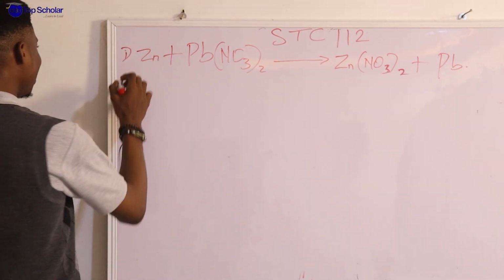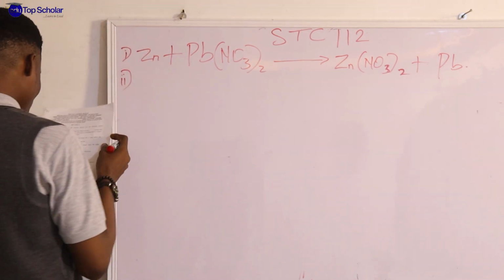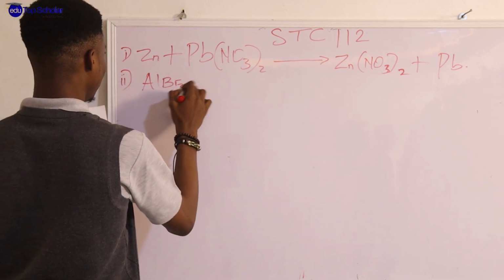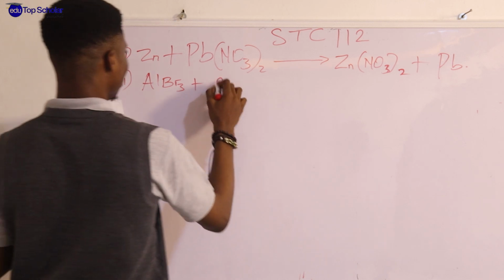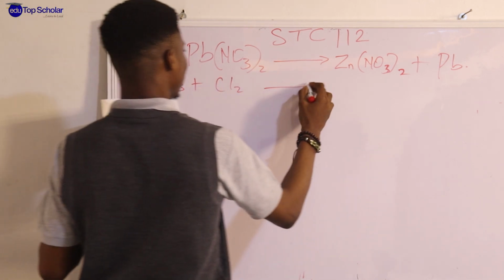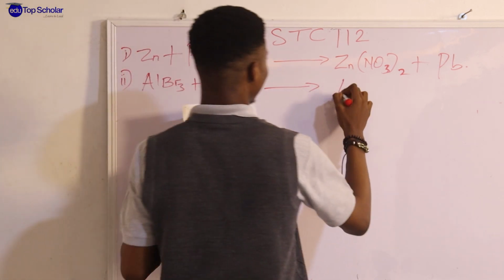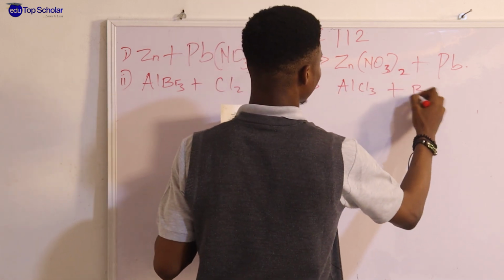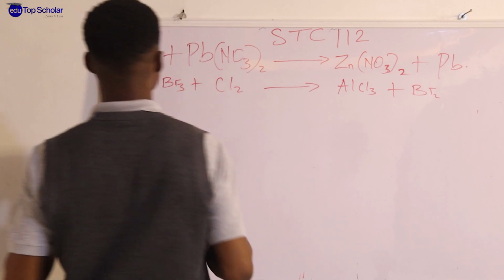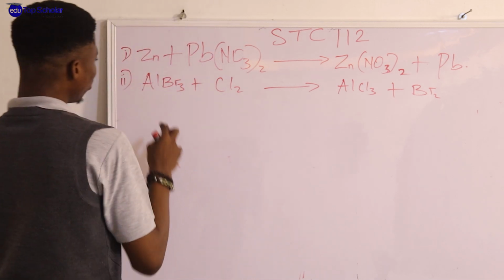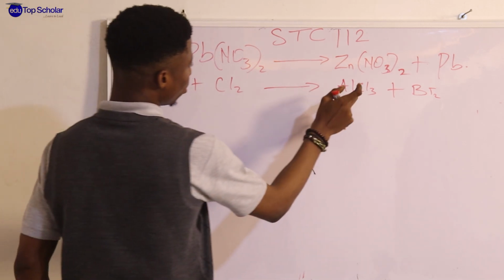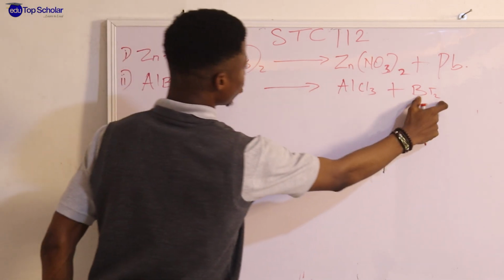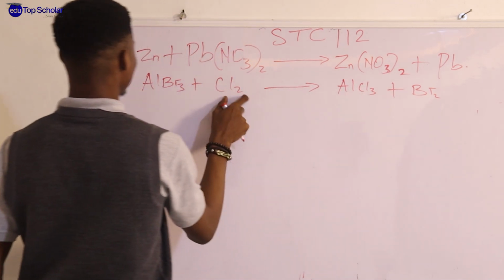The second one says aluminum bromide and chlorine gas. So your AlBr3 plus chlorine gas, Cl2, react to give you aluminum chloride, AlCl3, plus bromine gas. So now, to balance it, we have 1 mole of aluminum, 1 mole of aluminum, 3 moles of bromine, 2 moles of bromine, 3 chlorine, and 2 chlorine.